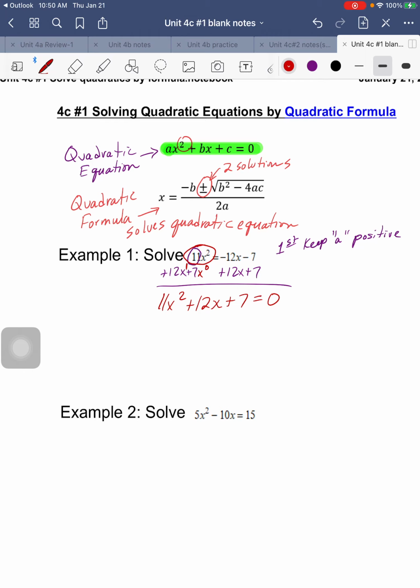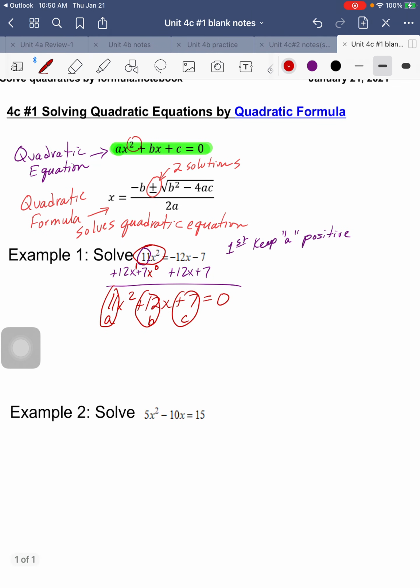So now we have our A, B, and C. A is 11, B is 12, C is 7. Let's plug that into the quadratic formula. So it's x equals opposite of B. B is 12, so negative 12, plus or minus, so we get two solutions from that.